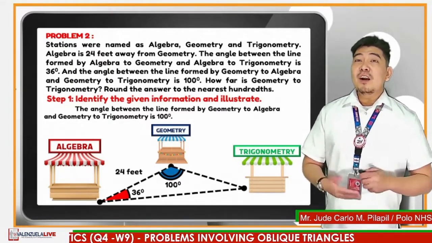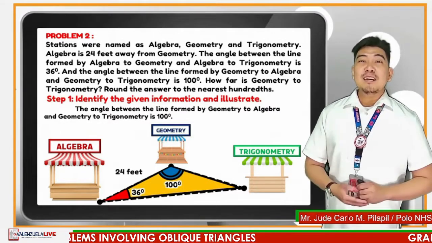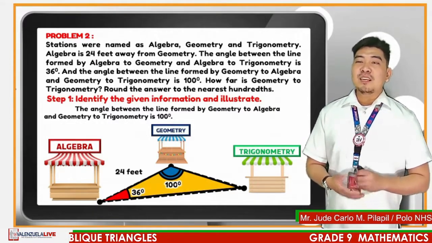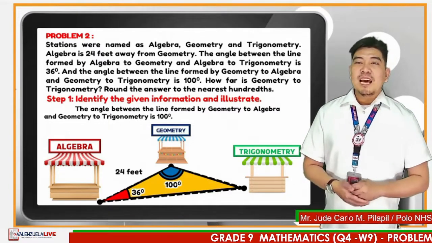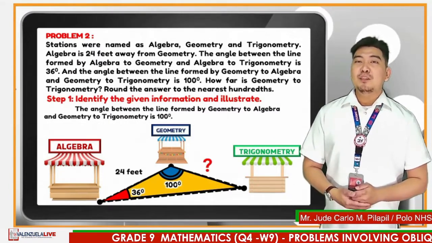The figure shows an oblique triangle, an obtuse triangle to be specific. How are we going to solve for the distance between geometry and trigonometry? Let us answer that by determining the formula to be used.